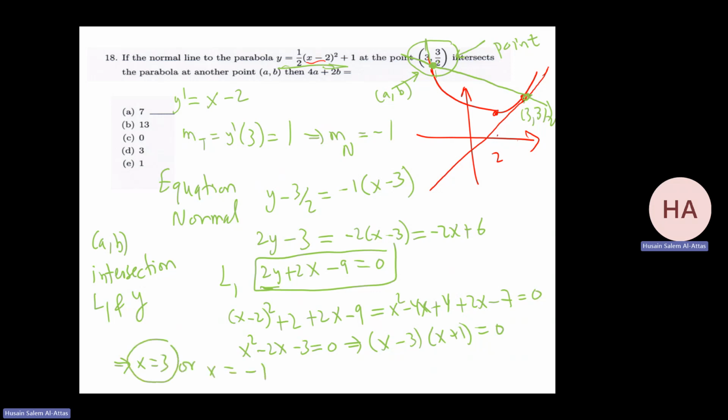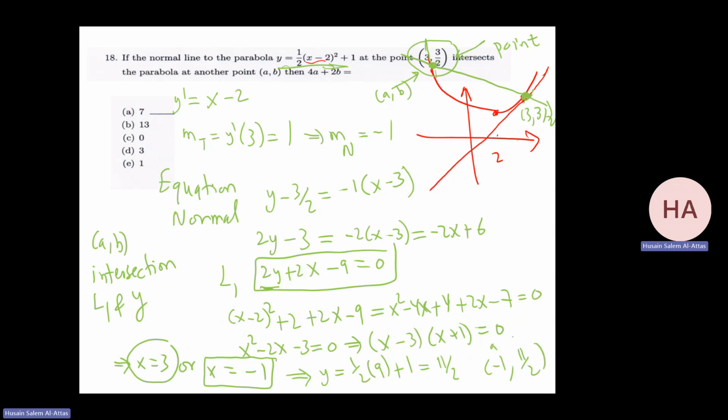I don't need this. Why? Because this is the tangent point, the tangency point. I need the other point, which is at x equals minus 1. At x equals minus 1, what will be y? It will be half of 9 plus 1, which is 9 over 2 plus 2 over 2. That will be 11 over 2. So what is the point? Minus 1 and 11 over 2.